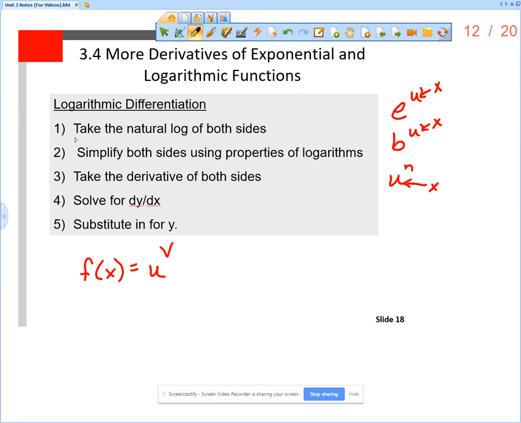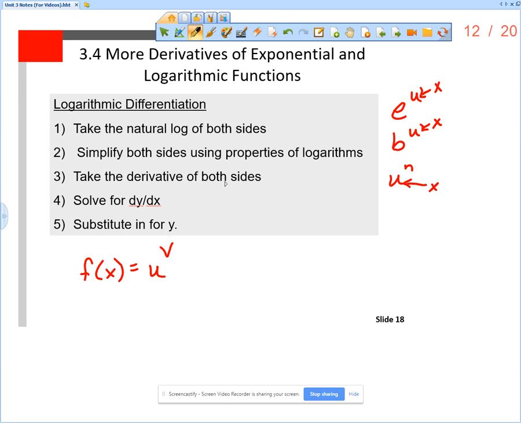All right, step one is to take the natural log of both sides. Step two, now remember, this is before taking the derivative, simplify both sides using properties of logarithms. All right, so we discussed some properties of logarithms. So we're going to use a few of those.